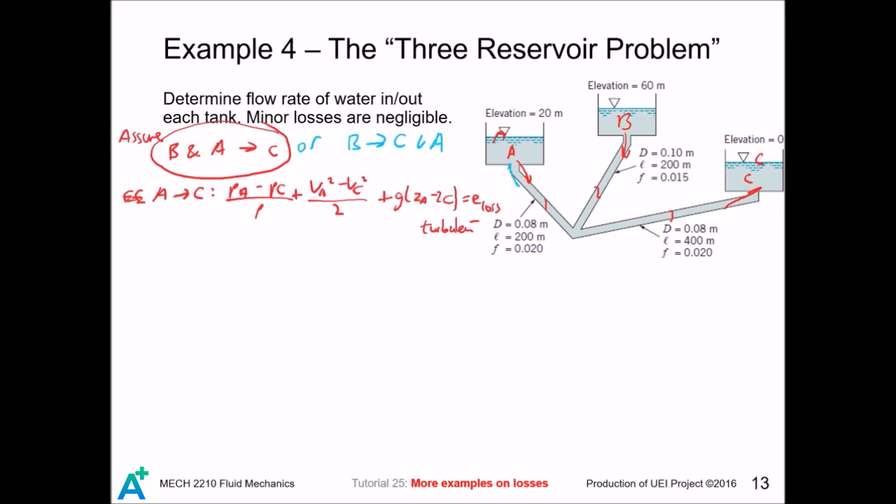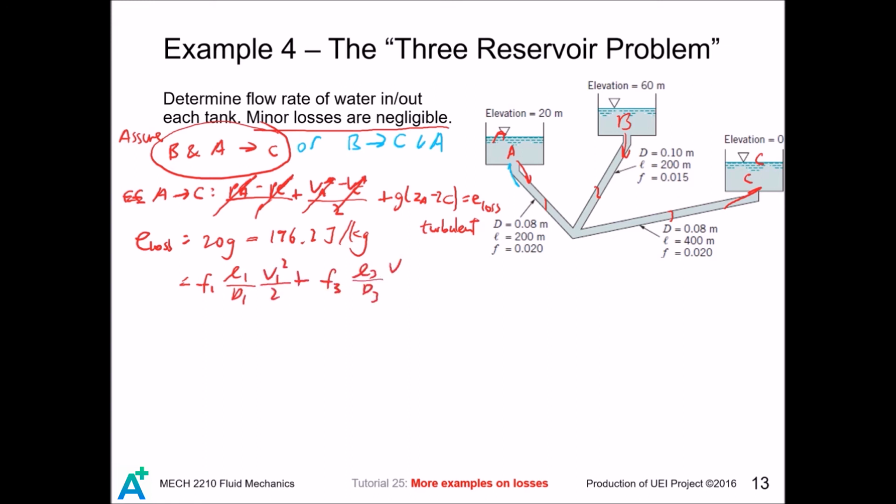Here we also assume that the flow is turbulent, but both point A and point C are exposed to atmosphere, and both point A and point C are in the reservoir, and the elevation between point A and point C is 20 meters. Here the minor loss is neglected, so the energy loss is the superposition of the energy loss in pipe 1 and the energy loss in pipe 3. And we are ready to substitute in the values.